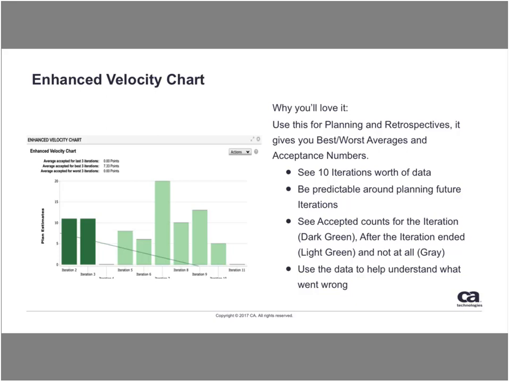So now you can look for trends in the team's planning into their iteration time boxes and their ability to get work accepted. And is there anything that needs to be done about that? Also, the Enhanced Velocity Chart is going to show consistency or lack thereof in the team's ability to get work completed that they've committed to iteration over iteration.